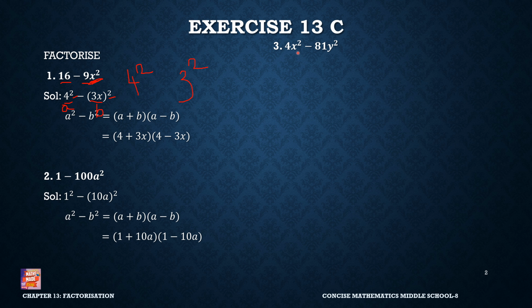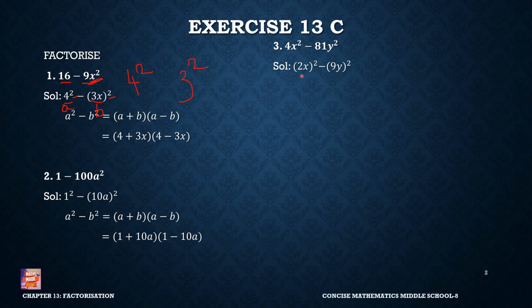Here is the third question. 4x square. Again children, most of the children make a mistake over here. The square belongs only to x, not to 4. Right? So make sure and look at the question very carefully. Now you have to convert this in the form of a square. That means this should also be split. It should be made a 2 square. 2 square is 4, right? So (2x) whole square minus (9y) whole square. Now in this, the square belongs to 9 as well as to y.